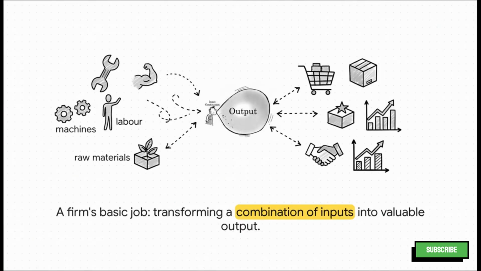At its very core, a firm's job is pretty simple. It takes inputs, we're talking labor, machines, raw materials, and it transforms them into outputs, the goods and services we all use. This slide shows you exactly that. It's that magical process of turning a bunch of stuff into something valuable.